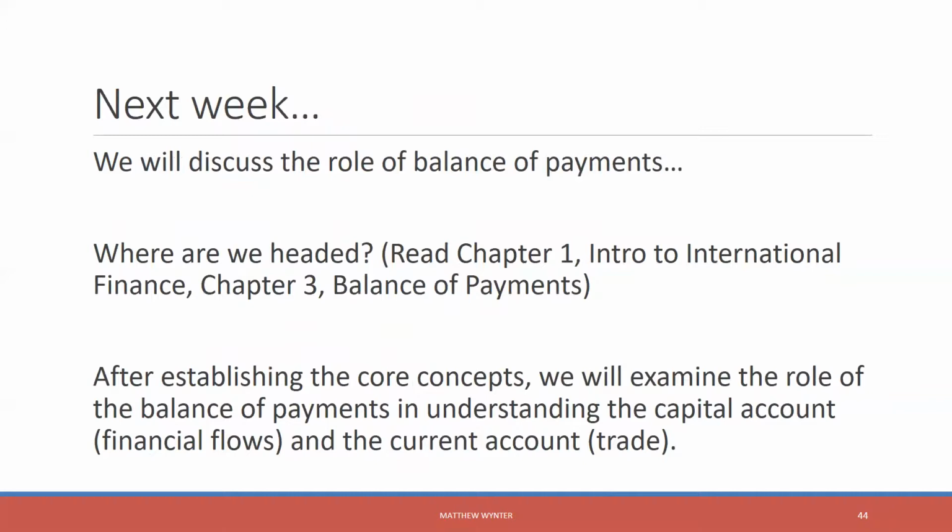Next week, we're going to discuss the role of the balance of payments. The role of the balance of payments will be a great way for us to understand the current account. The current account is where we have national accounting of our trade in services and our trade in goods. And then we have the capital account. The capital account is where we have an accounting of all of our financial flows.